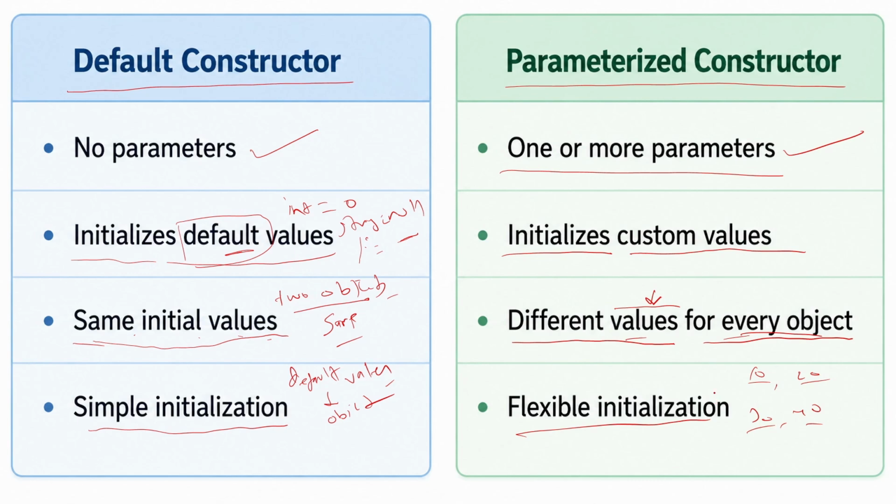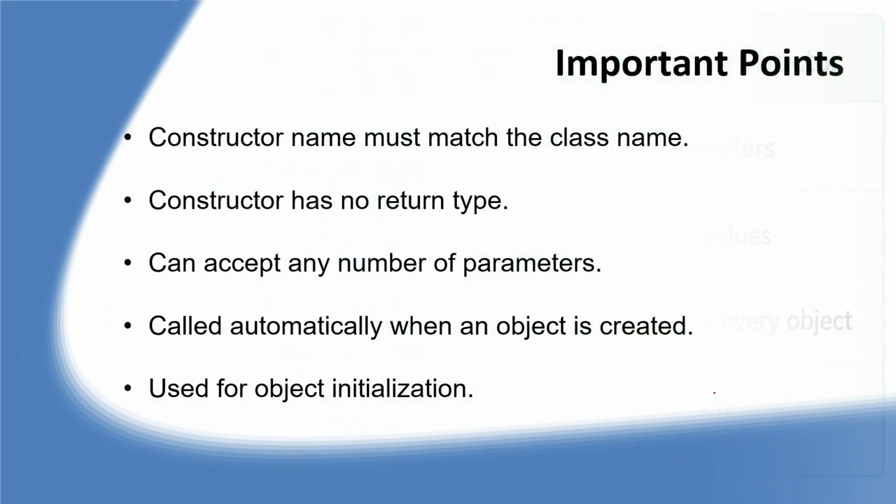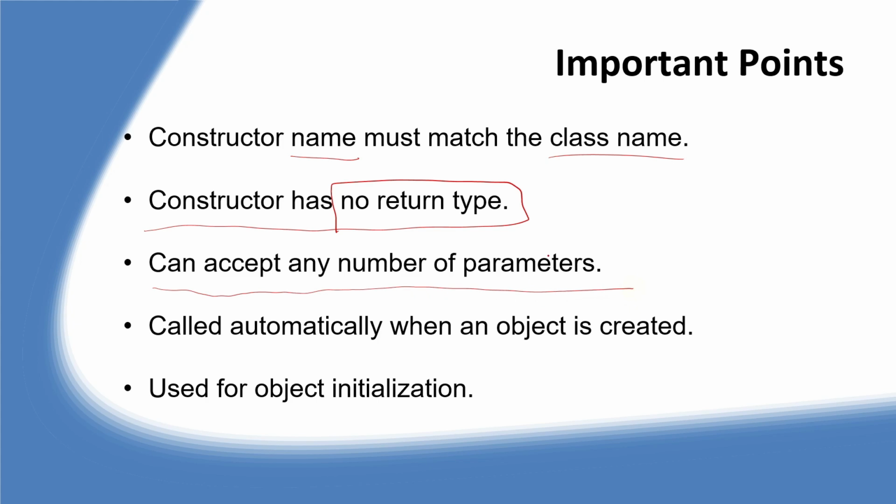So these are important points we need to remember. The constructor name should match the class name. A constructor has no return type, and can accept any number of parameters. A parameterized constructor can have any number of parameters, and it will be called automatically when an object is created, when we use the new keyword.